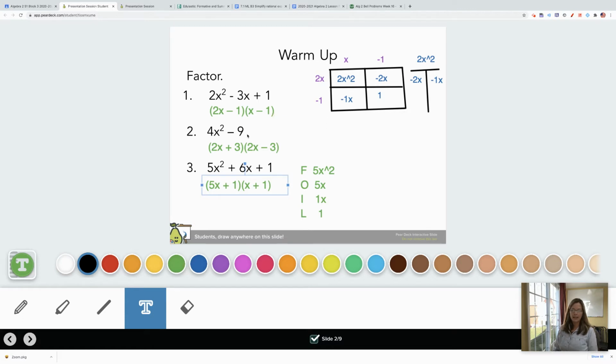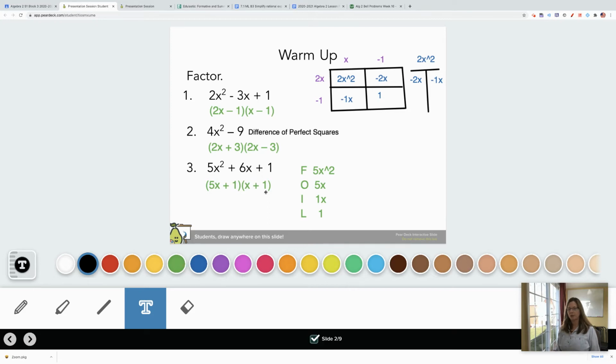4x squared minus 9, I notice this to be what we call the difference of perfect squares. So we have 2 perfect squares, 4x squared and 9, that are being subtracted. And because of that, I know how to factor as the square root of 4x squared in the first spot, the square root of 9 in the second spot, a plus and a minus sign. Hopefully you're remembering the difference of perfect squares. And then we have this last one.